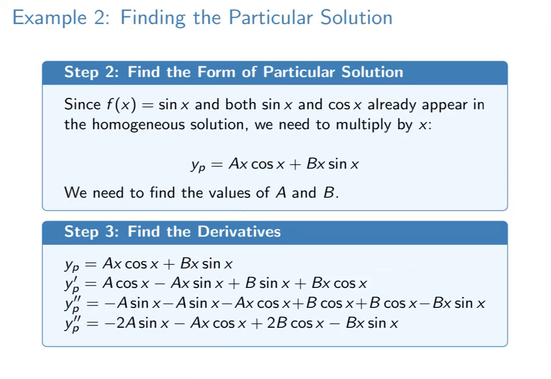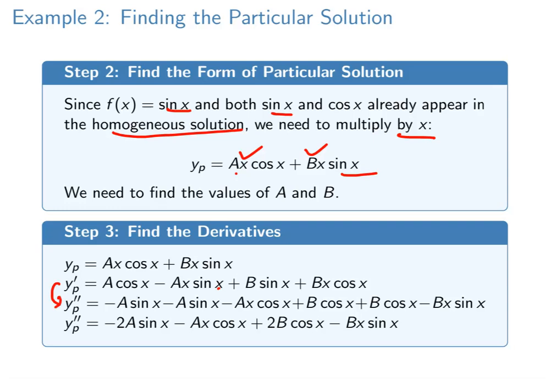Now find the form of the particular solution. Since f(x) is equal to sin x, both sin x and cos x already appear in the homogeneous solution, so we need to multiply by x. So yp will be ax cos x plus bx sin x. Now we need to find a and b. For that, first we take the derivative of yp. So y'p is equal to a cos x minus ax sin x plus b sin x plus bx cos x. Then again we take the double derivative.